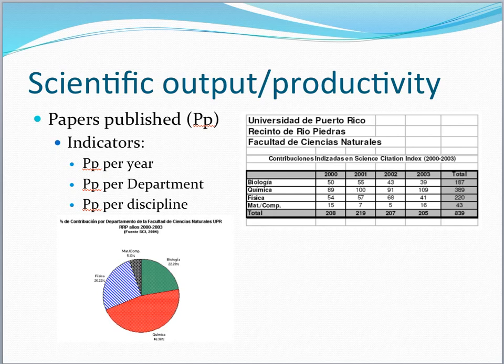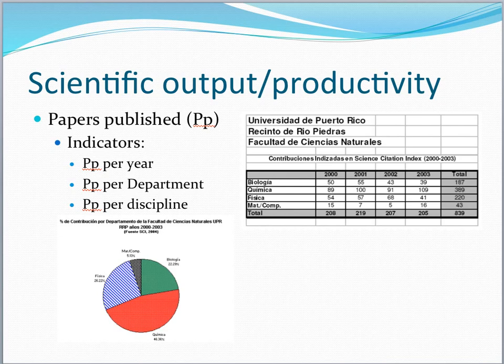For example, when we want to measure scientific output and productivity, the idea here is to measure papers published. With papers published, we can make up indicators when we have another variable. For example, papers published per year, per department, per discipline. By the way, all the graphs and tables that I'm presenting today, some are in Spanish, some are in English. They come from research that I've done in the past, so I don't have the citations there, but it's my own research anyway.